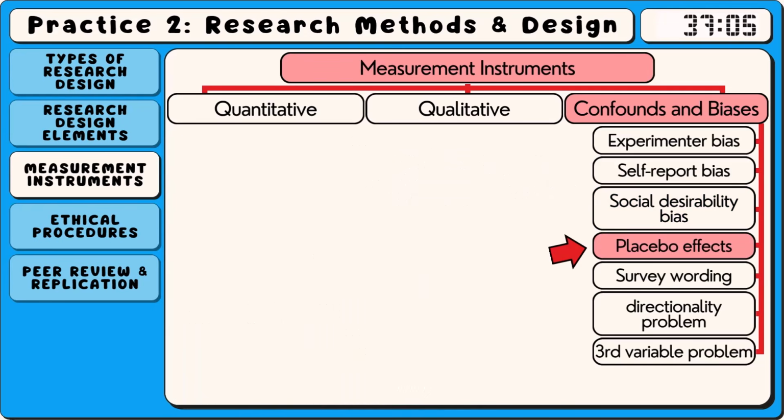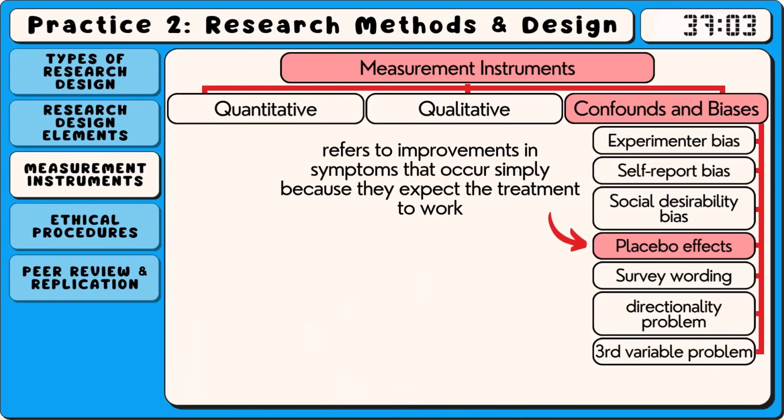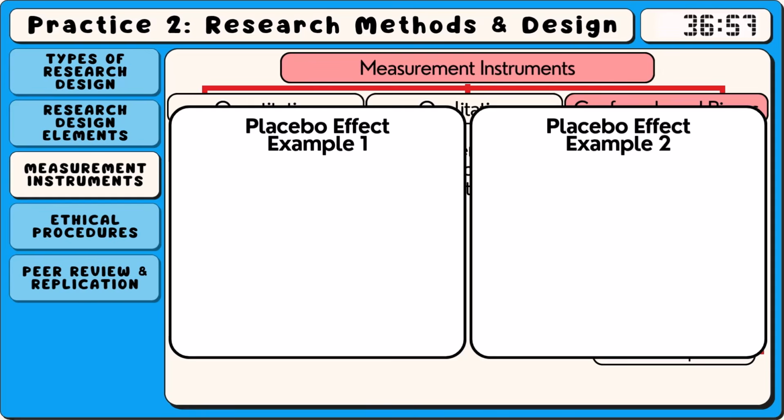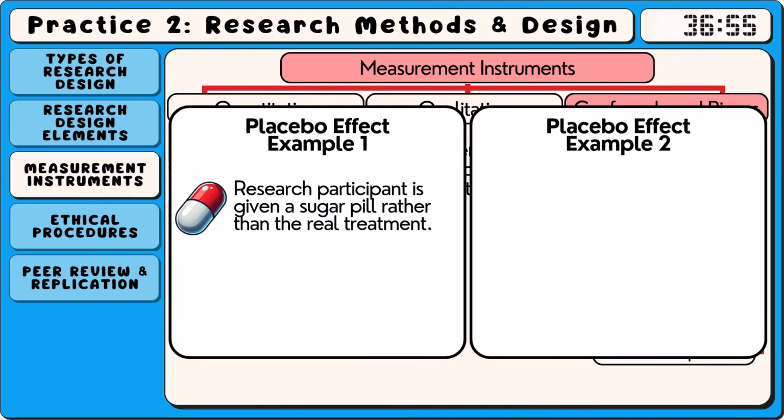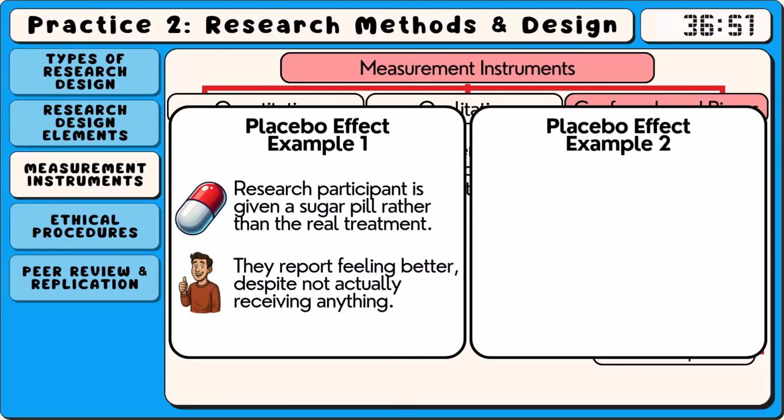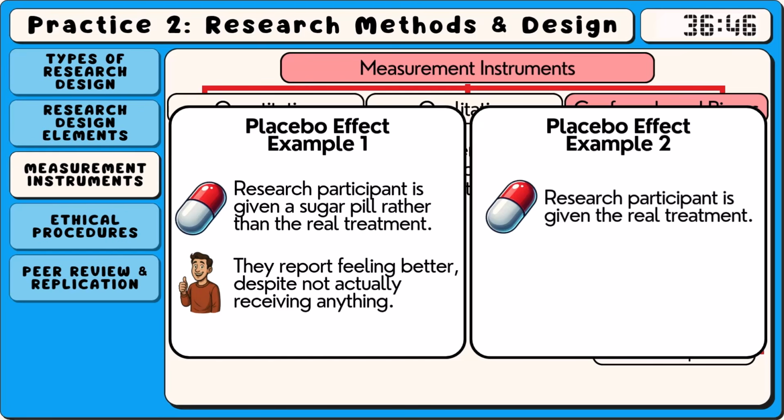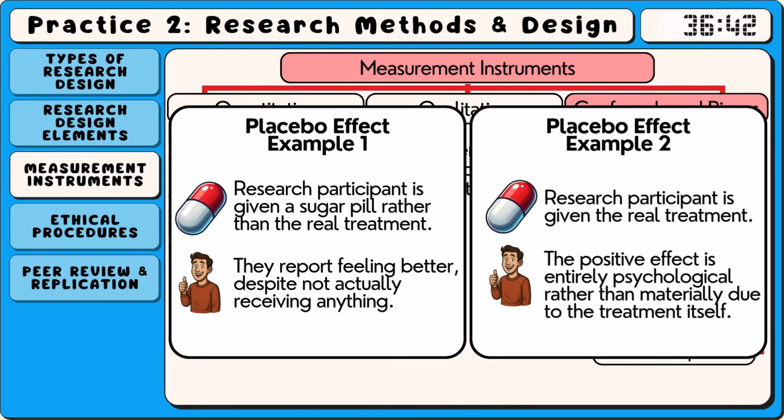Next is the placebo effect. This refers to improvements in symptoms that occur simply because they expect the treatment to work. This may happen in two circumstances. First, a research participant may be given a sugar pill rather than the real treatment. They report feeling better despite not actually receiving anything. Second, a research participant may be given the real treatment, but the positive effect is entirely psychological rather than materially due to the treatment itself.